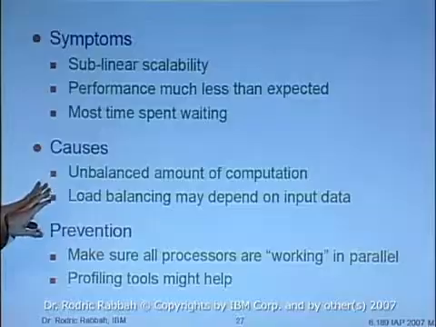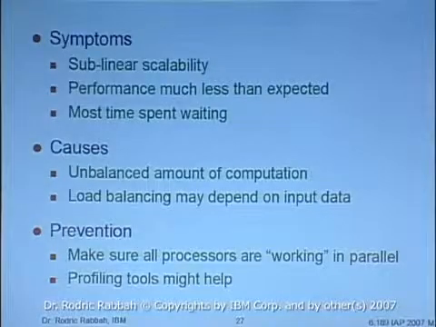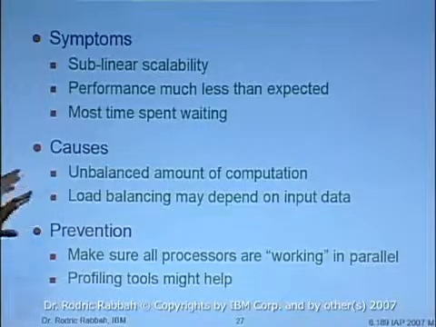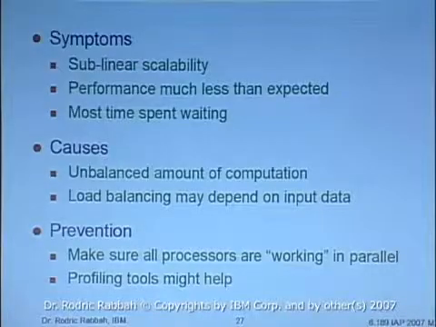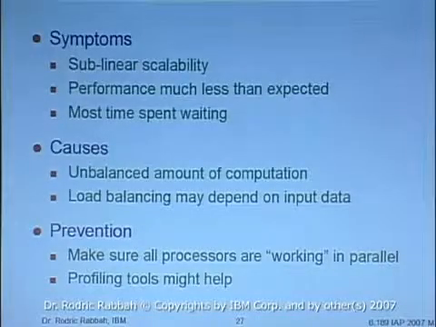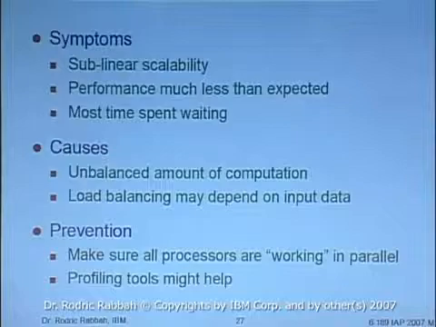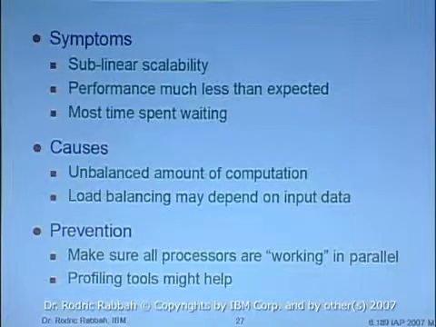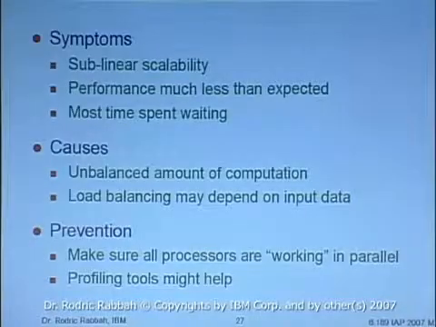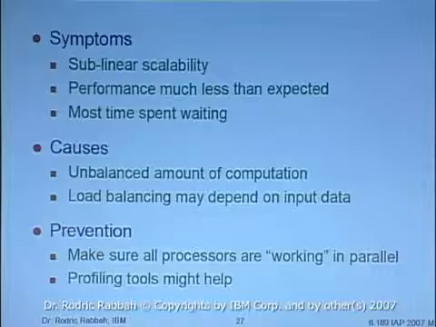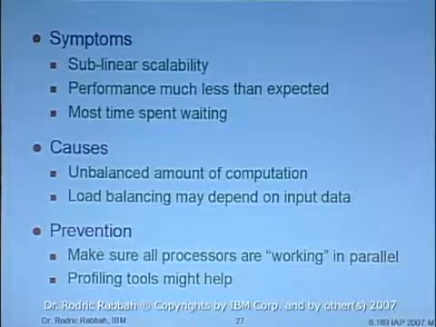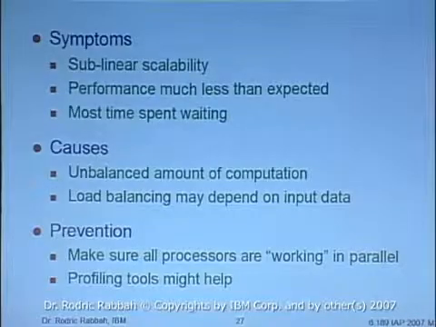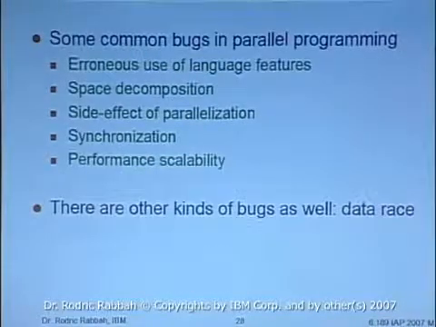And some of the common causes here, and this will be the in-depth focus of the next talk, is unbalanced amount of computation. Remember, dynamic load balancing versus static load balancing. Your work estimation might be wrong, and so you might end up with some processors idling, other processors doing too much work. The way to prevent this is to actually look at the work that's being done and figure out whether it's roughly the same amount of work everywhere. And here you might need profiling tools to help. I'm going to talk about this in a lot more detail in the next lecture.